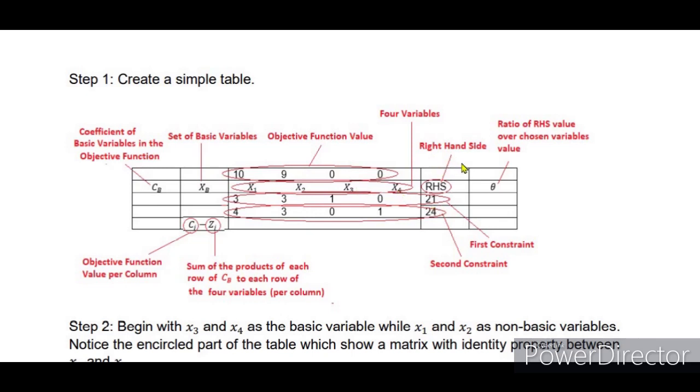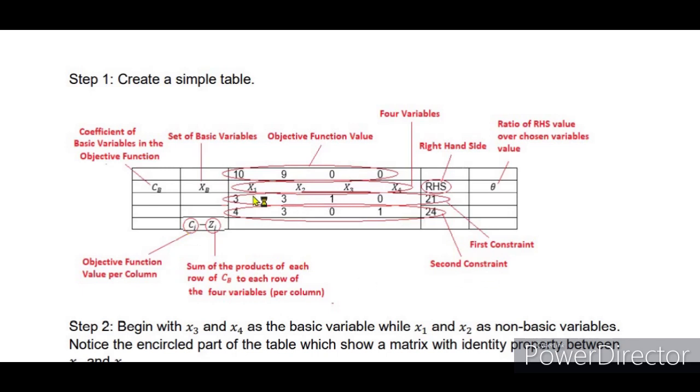Next is the right hand side, meaning they are the constant or the value in the right part of the equation. Next is the ratio of RHS, or the right hand side value, over the chosen variable's value. So you will learn to compute that later on. Next, the objective function value per column, the C sub j minus Z sub j. It is the sum of the products of each row of C sub b to each row of the four variables per column. Later, you will know how to solve that.